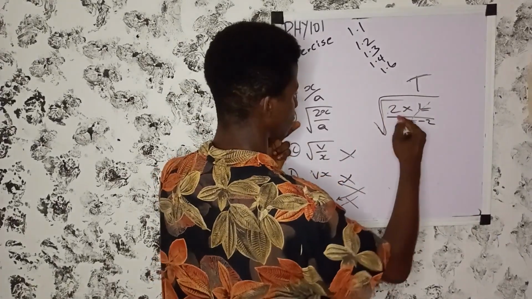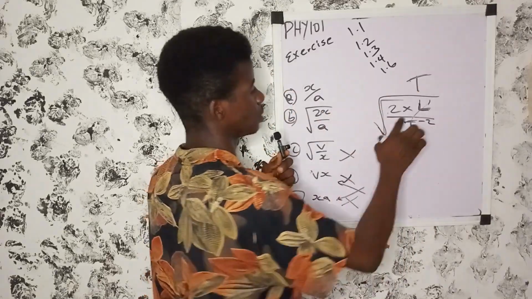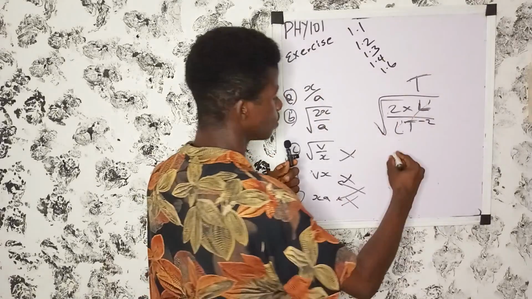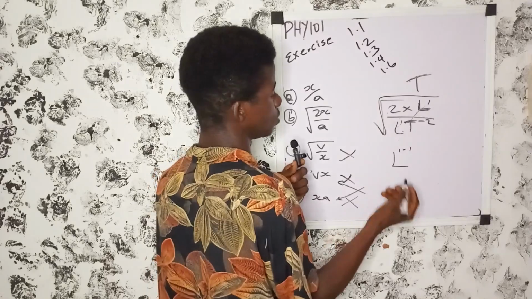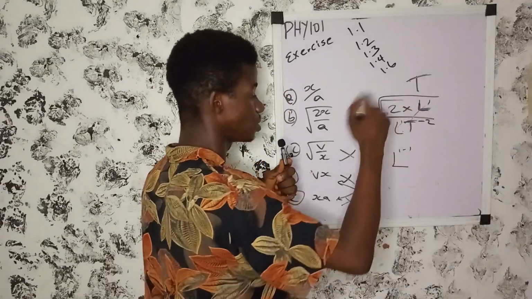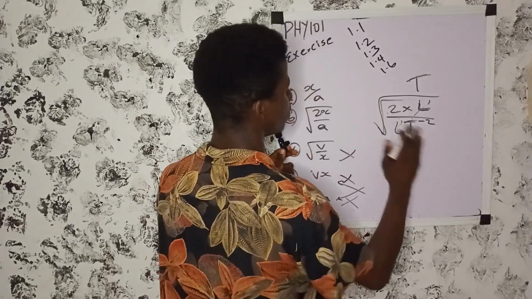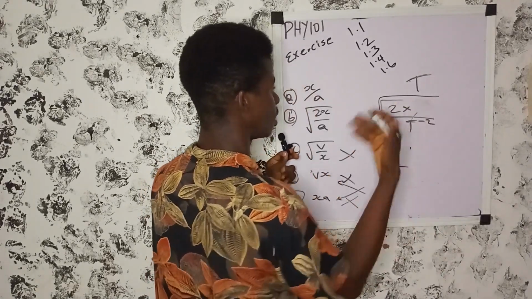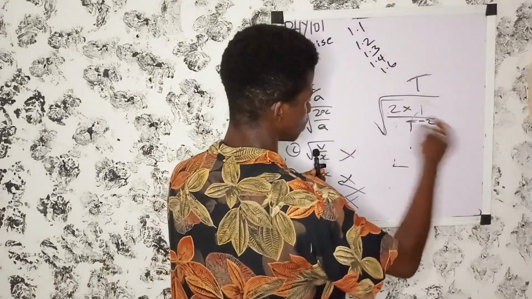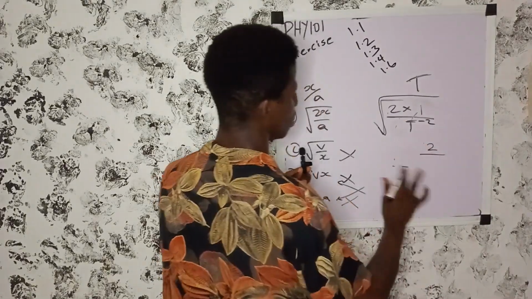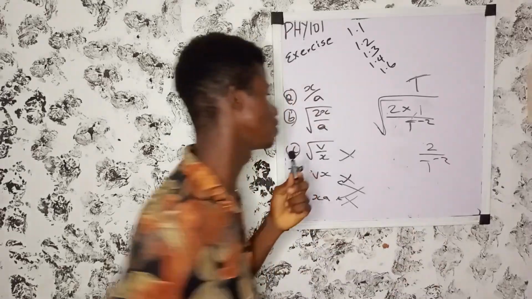Since both of them are the same base, we will take one of them, then we subtract the power. 1 minus 1 will give us 0. So L raised to the power 0 will give us 1. So everything here we cancel each other, will give us 1, yes? Then 2 times 1 gives us 2, then all over t raised to the power minus 2.